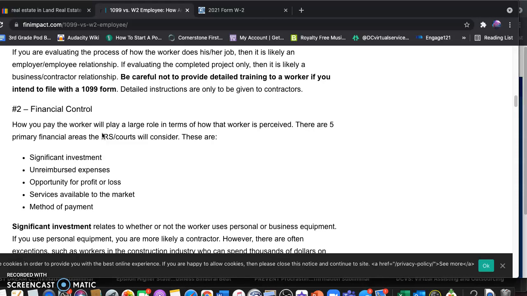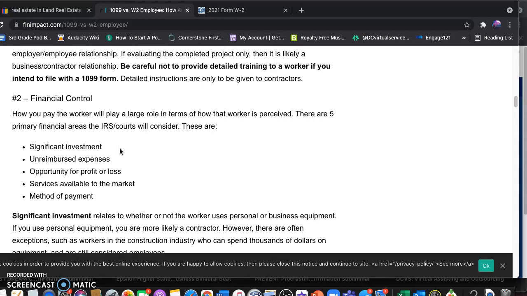How you pay the worker will play a large role in how the worker is perceived. The 5 financial areas looked at are significant investment, unreimbursed expenses, opportunity for profit and loss, services available to the market, and method of payment. As a 1099 contractor, you will receive an invoice, whereas a W-2 employee will receive a pay stub. So if the place you're working for is invoicing you, 9 out of 10 times you are an independent contractor. But if you receive a pay stub, you are of course a W-2 employee.